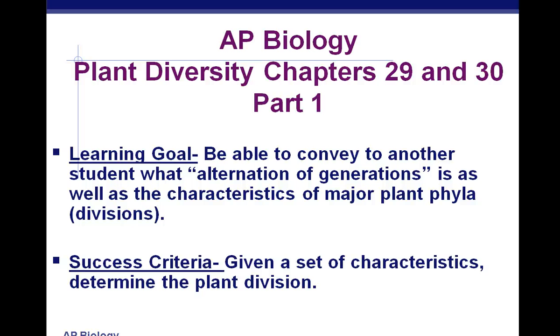AP Biology, Plant Diversity, Chapters 29 and 30, Part 1. Your learning goal is to be able to convey to another student what alternation of generations is, as well as characteristics of major plant phyla called divisions. Our success criteria: given a set of characteristics, determine the plant division.